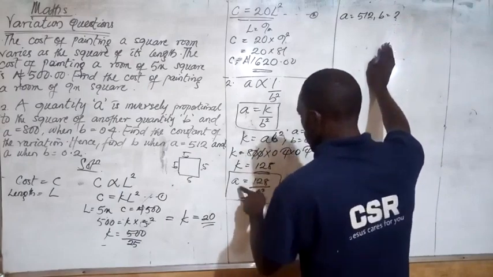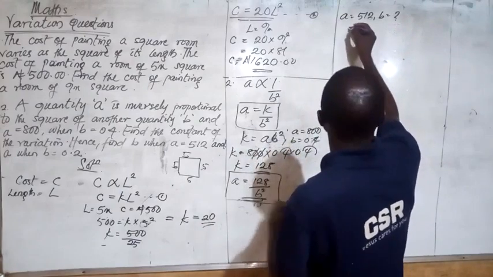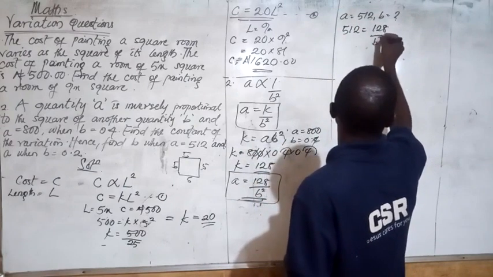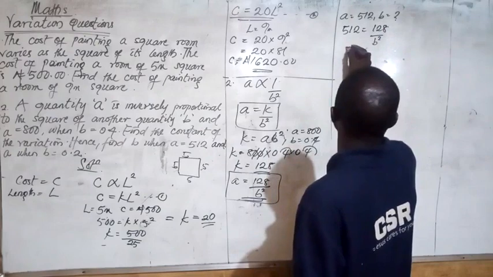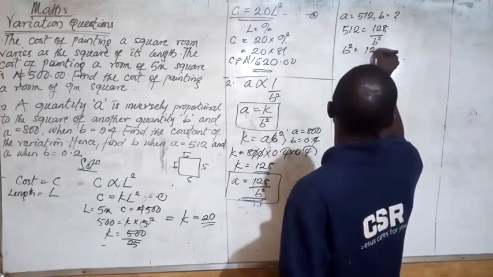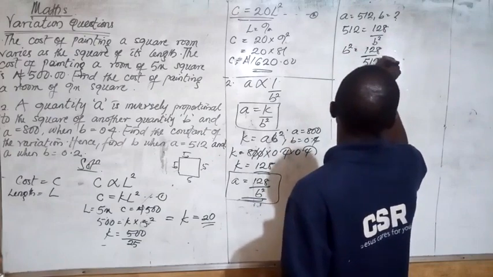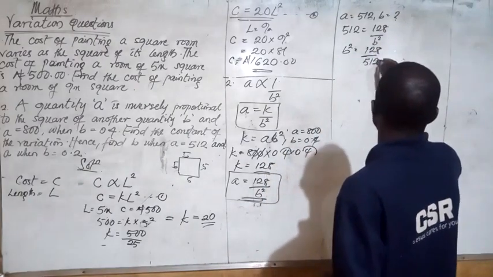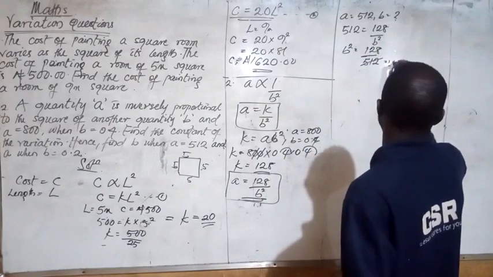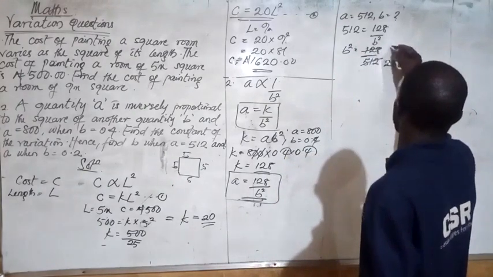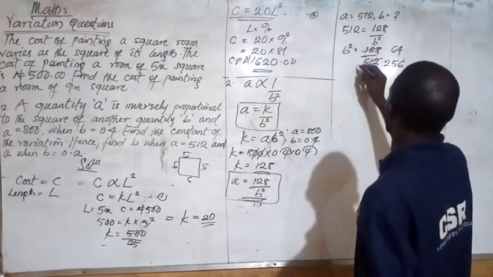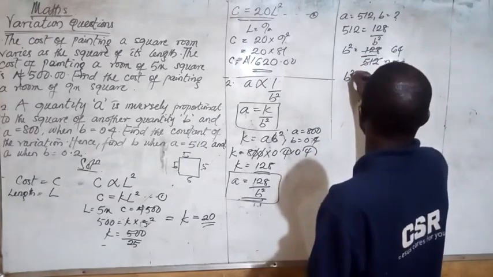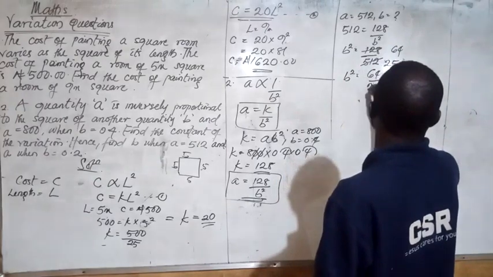So using this, since A is 512, we just plug that in. We have 512 equals 128 over B squared. So we can cross multiply. We have B squared equals 128 over 512. If we divide this by 2, we're going to have 256. Divide this by 2, we're going to have 64, and these are both perfect squares. So B squared will be equal to 64 over 256.